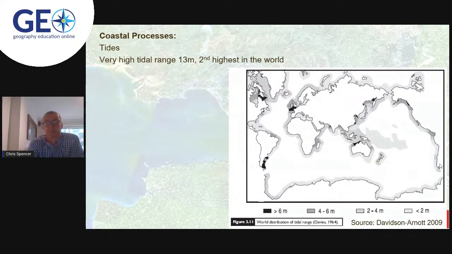If we were to look at the distribution of tidal ranges around the globe, the black shading are areas with a tidal range of more than 6 meters. So there's not that many areas of the world with a tidal range more than 6 meters, and we're at 13 meters. So we're right at the very extreme end of that, certainly in the Severn estuary and southwest Britain more generally. The only other place with a higher tidal range is the Bay of Fundy over here in Canada, that in places has a tidal range of near 20 meters. But it's very extreme, very powerful tides along this section of the coast.